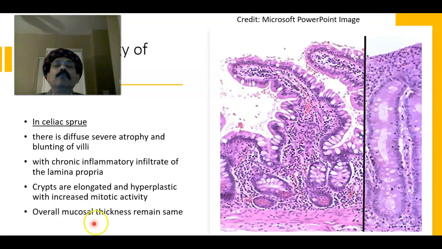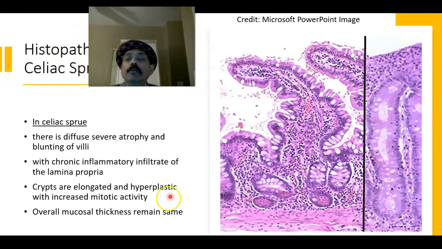We'll go to the histopathology. Now, if we go to the histopathology, we'll find that in celiac sprue there is diffuse severe atrophy and blunting of villi. These are the villi. This is normal. This is the biopsy from a typical patient of celiac sprue.